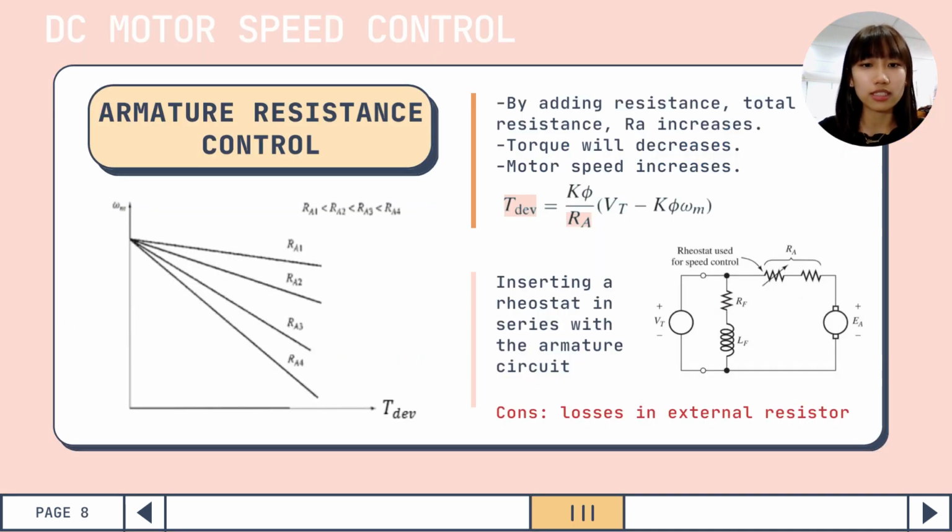Next is armature resistance control. This approach can be applied to all types of DC motor, which are the shunt, separately excited, series connected, and permanent magnet DC motor. For the separately excited DC motor, the speed can be controlled by placing a resistor in series with the armature. So when the total resistance Ra increases, the torque will decrease and the speed will increase. However, this method is seldom used because it is less efficient due to the losses in the external armature resistance, and this method wastes too much energy.